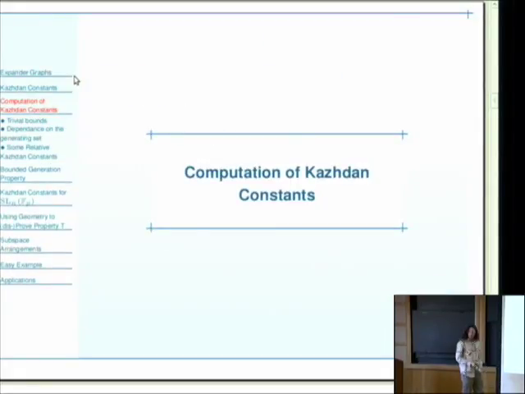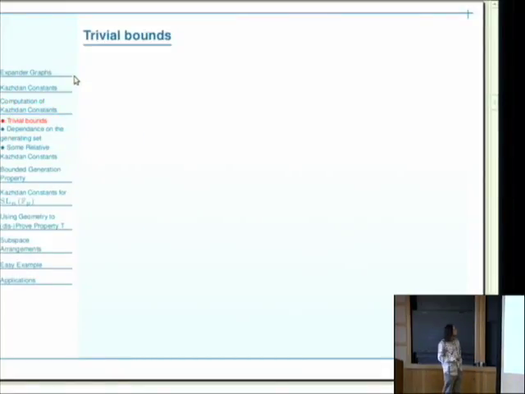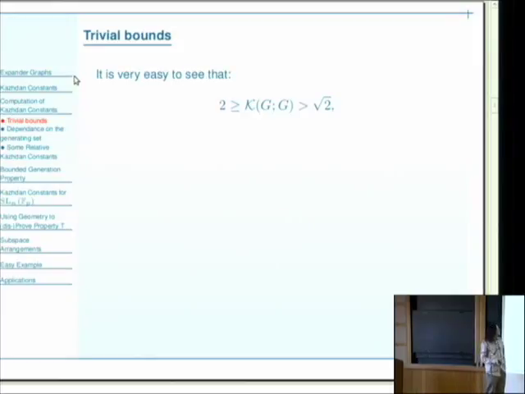Okay, so let's talk a little bit about how one can compute Kazhdan constants and where this whole machinery comes from. Let's start with one trivial bound: you take a finite group and take the generating set to be the whole group. Then the Kazhdan constant is essentially 1. If I take the other Kazhdan constant, it's going to be equal to 2.